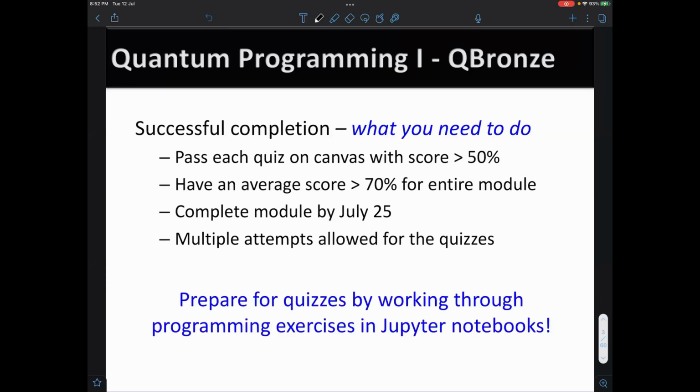A key component that people miss out on in this workshop is this: even though it's the quizzes on Canvas that are the graded part for completion of the workshop, the way to prepare for those quizzes is to attempt the programming notebook exercises that have been shared with you via the Jupyter notebooks that you can download from GitHub. That's what you should be working on to test your understanding of the content. First you attempt those programming exercises in the QBronze programming notebooks, and then you attempt the Canvas quizzes. That's the suggested model that you should be working with.